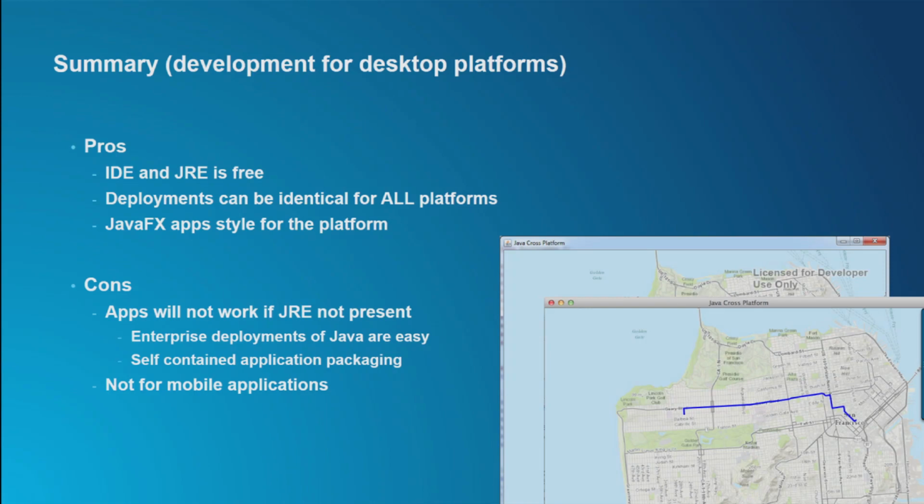The disadvantages you may come across are that the application won't work if the JRE isn't present. But there are approaches to dealing with that. If you're working in a big enterprise, there are enterprise deployments of Java which are very easy to set up, so they can be centrally deployed onto all of your client machines. Or if that's not an option, the other alternative, if you haven't got the JRE present on the machine, is you can make deployments which are self-contained. So they actually contain the Java runtime environment alongside the runnable jar. It just makes the deployment a little bit bigger.